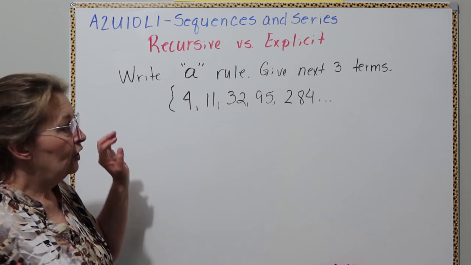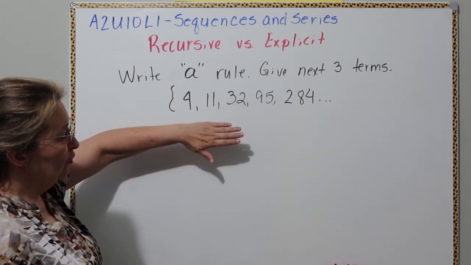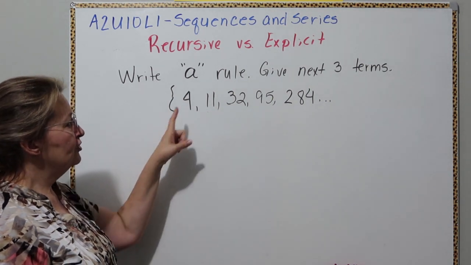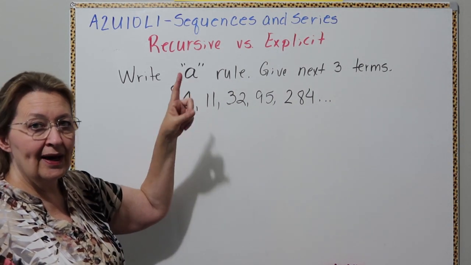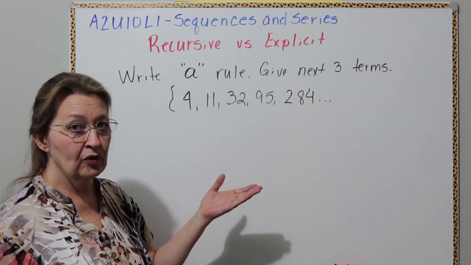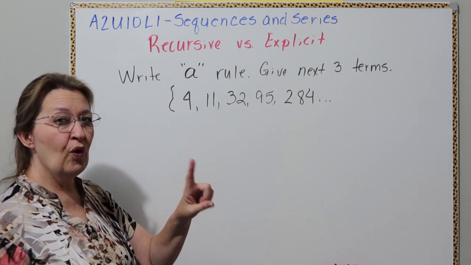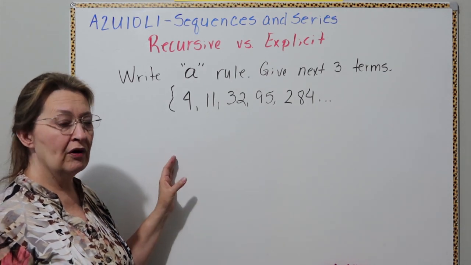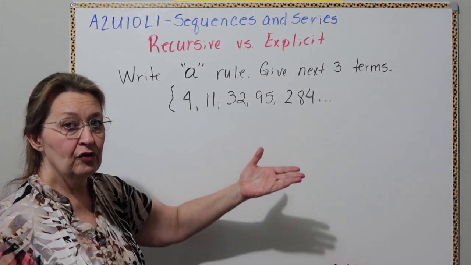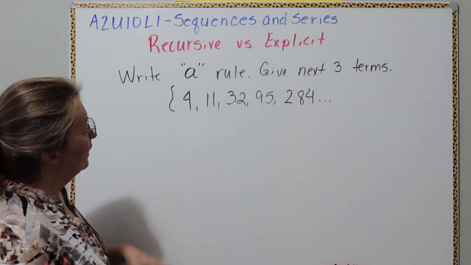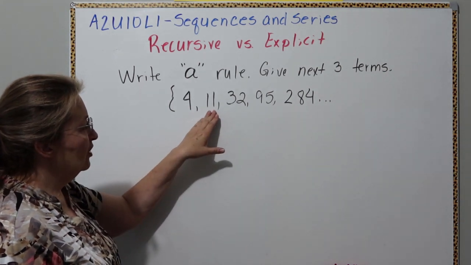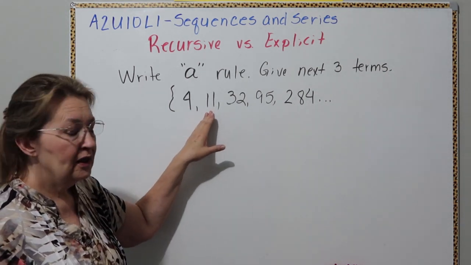Next, let's go backwards. We're going to look at how to write a rule for the recursive sequence right here and then give the next 3 terms. First of all, there's a reason it says write a rule, because it is possible that you could find more than one rule. So there's not just one right answer. If your answer works, if it progresses through the terms that you're given, then your rule is right. Alright? When it's recursive, your next term depends on the number in front of it.